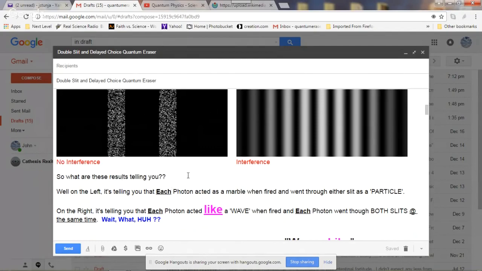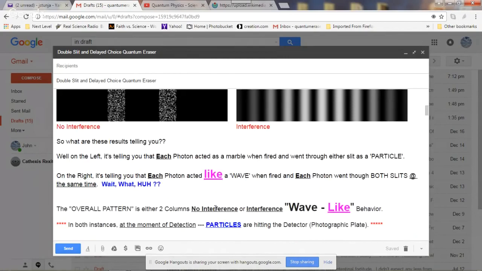So what are these results telling you? Well, on the left, it's telling you that each photon acted as a marble when fired and went through either slit as a particle. On the right, it's telling you that each photon acted like a wave. Very important, the "like" part. When fired, each photon went through both slits at the same time. Right? So you say, wait, what? How can it be in two places at once?